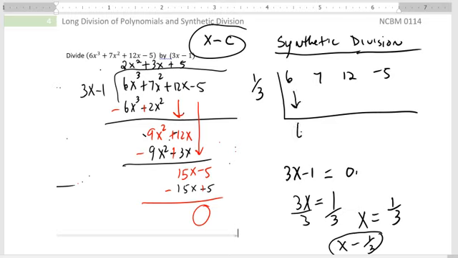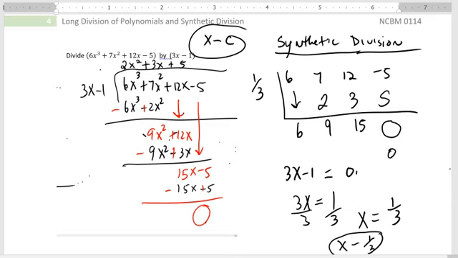So I'm going to bring the 6 down. 6 times 1/3 is 2. 7 plus 2 is 9. 1/3 times 9 is going to be 3. 12 plus 3 is 15. 15 times 1/3 is 5. Negative 5 plus 5 is 0. So you can see here that we still get the same remainder of 0.